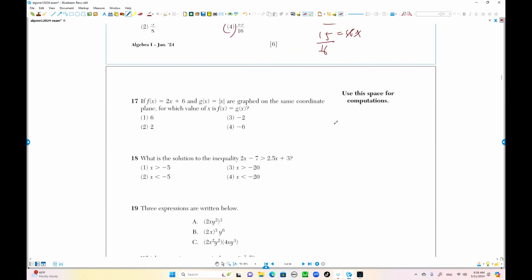All right, number 17. Okay, graph on the same coordinate plane. What is the value of x where f of x equals g of x? Okay, if you can find the absolute value graph over here, to the right the slope is 1, to the left the slope is negative 1, right? That is the graph of y equals g of x. 2x plus 6, 6 is over here. 2x is what? Slope is 2, a little steep over here, right? Actually, we have only one solution there, okay?